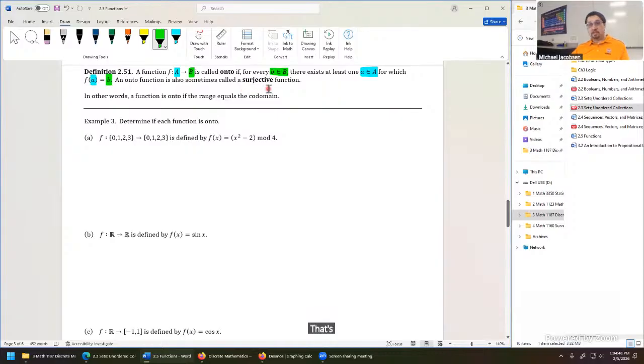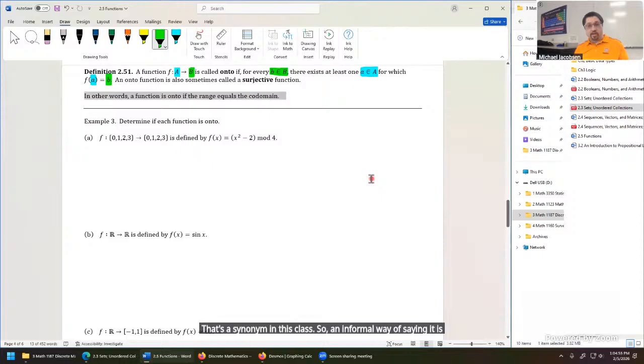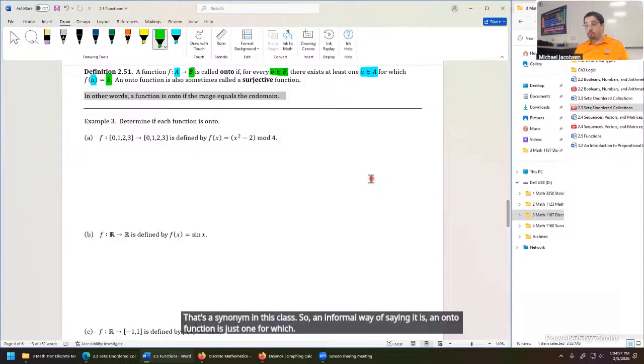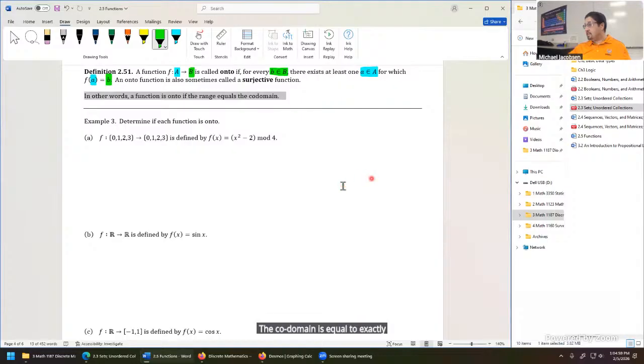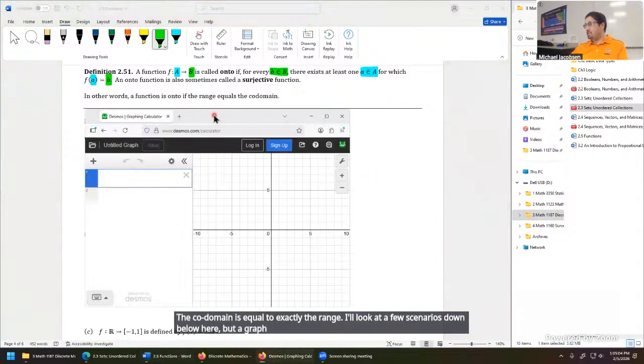That's a synonym in this class. So an informal way of saying it is an onto function is just one for which the codomain is equal to exactly the range. We'll look at a few scenarios down below here, but a graph is a good way to look into this just from functions we're very familiar with.